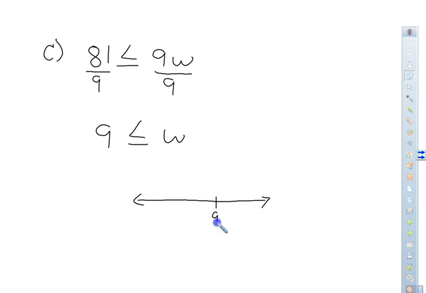Now we can look at my number line. We've got 9, and we've got 0, and it says W will be greater than or equal to 9. Since it does include the 9, because it's equal to it, we draw a heavier line, and know that any number that's a 9 or larger will make this inequality hold true.